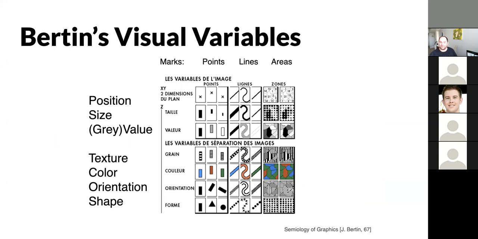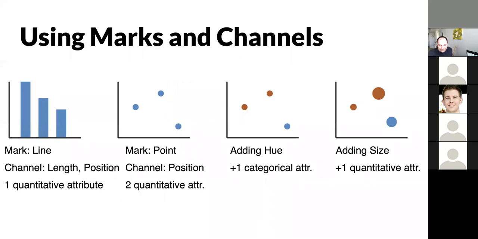He described position, size, gray value, texture, color, orientation, and shape. And he distinguished between the marks: points, lines, and areas. He was thinking of this mostly in the context of cartography, of course. These are visual variables that we still use today, but we have now formalized this a little bit. But now let me give you some examples.